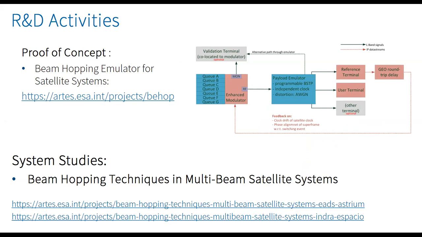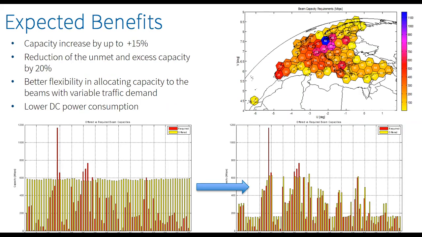These are works to show a platform that allows us to exercise the use of different components of beam hopping. And even earlier than that, we had a number of studies looking at the end-to-end systems and how to optimize the use of beam hopping. The results of those investigations, going back to 2010, 2011, have been provided to DVB-S2 and the definition of beam hopping systems.